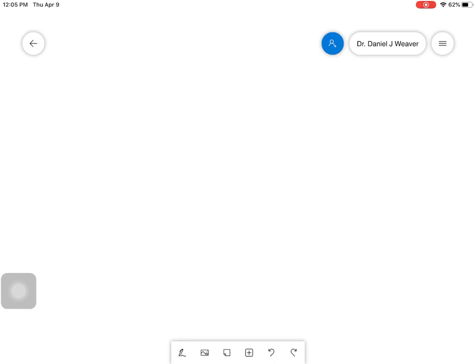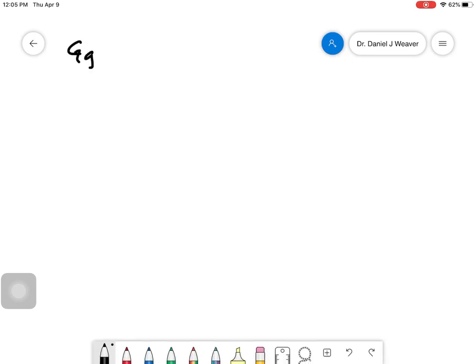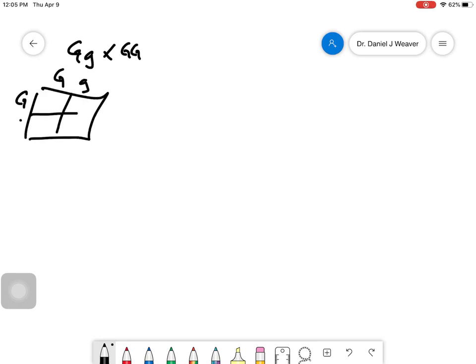So we're just going to work through these genetic problems. The first problem says for Martians, green is dominant and blue is recessive. So we're crossing a big G, little g with two big G's. So I'm just going to draw my Punnett square. Big G, little g goes across the top. Big G goes down the side.